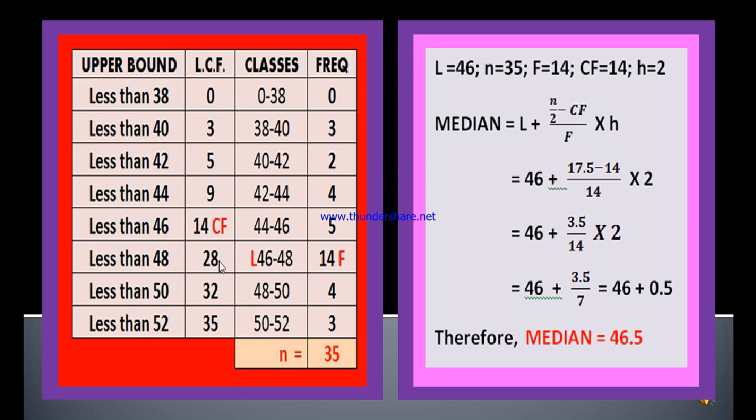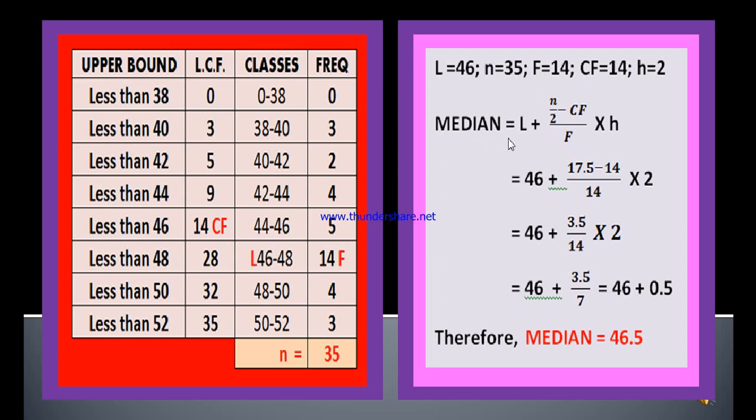This is the median class, so the lower boundary L is 46, the frequency of the class f is 14, and the cumulative frequency above this class is 14. Therefore L is equal to 46, f is equal to 14 and CF is equal to 14. And now what is h? The difference of any two successive lower boundaries or upper boundaries is 2. Therefore L is 46, n is 35, f is 14, CF is 14 and h is 2.